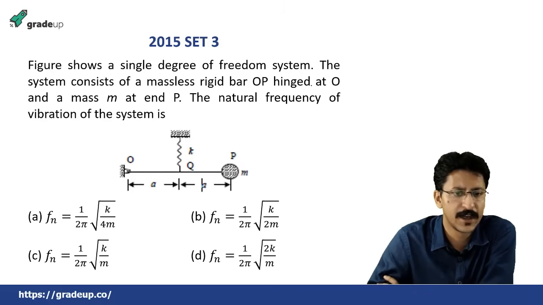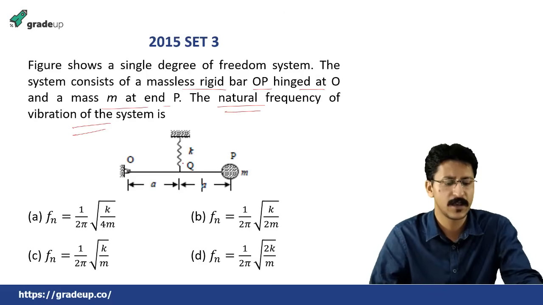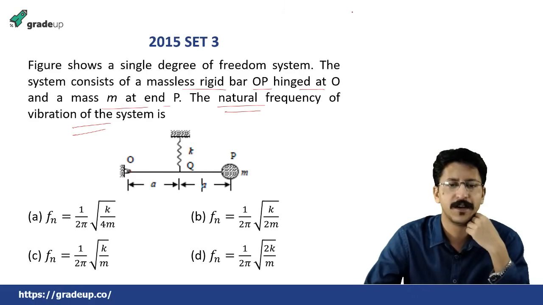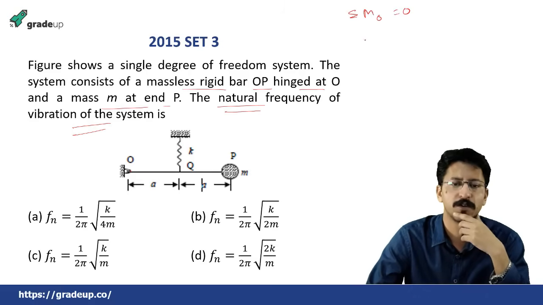Figure shows a single degree of freedom system. The system consists of a massless rigid bar OP hinged at O and the mass M at end P. The natural frequency of the vibration of this system is. Okay. So how we will do this? We will just equate the moments, that is taking the moments about point O equal to 0.